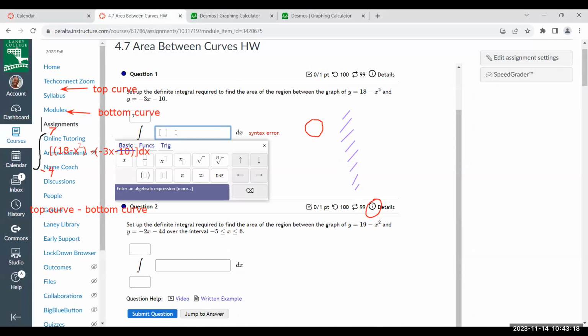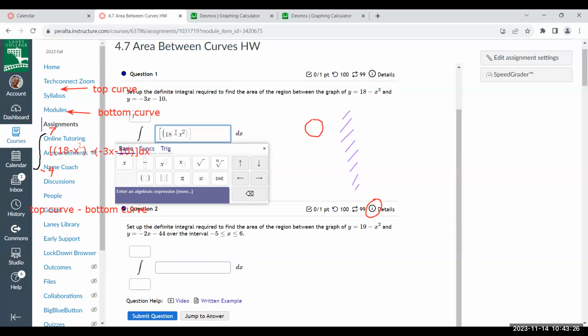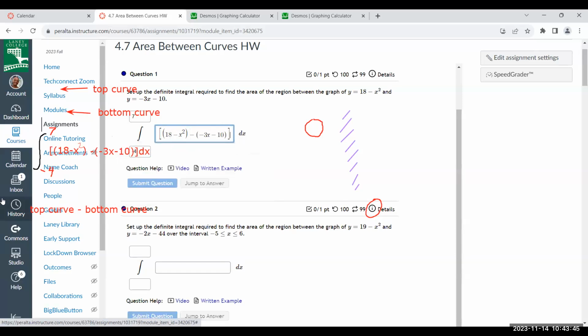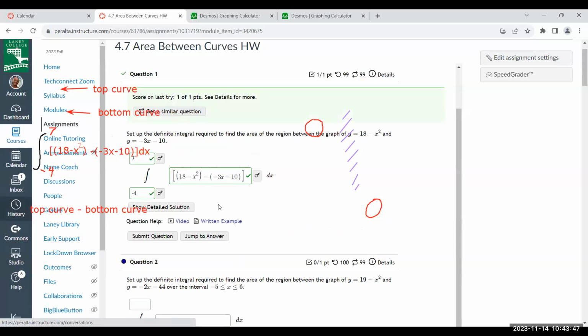And then later on in this section, you will have to simplify. But while you're just learning this process of setting up, I really like the idea of letting your brain focus on the setup. And then afterwards you can do the simplifying. So there we go.